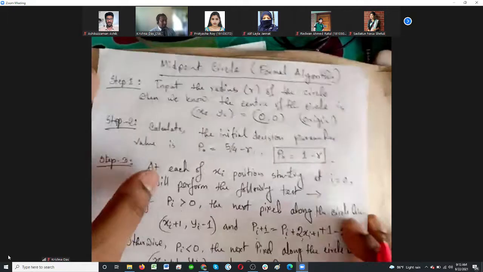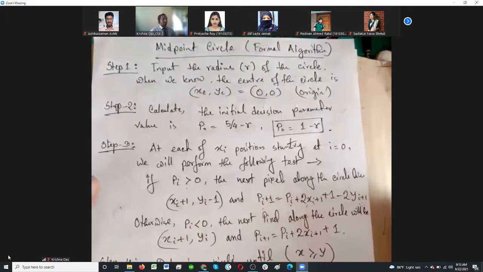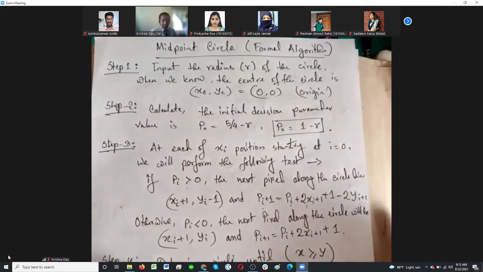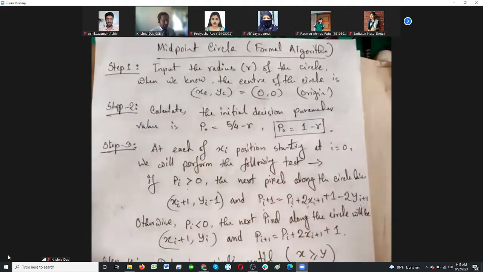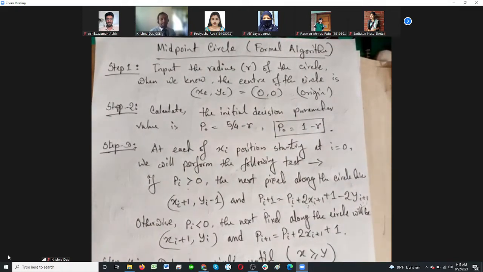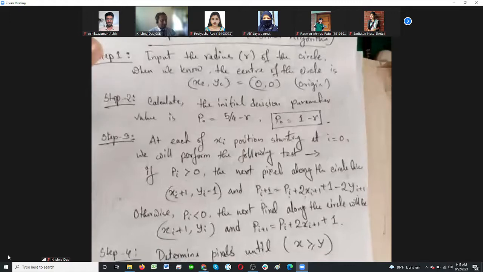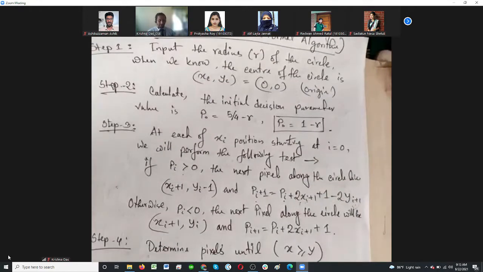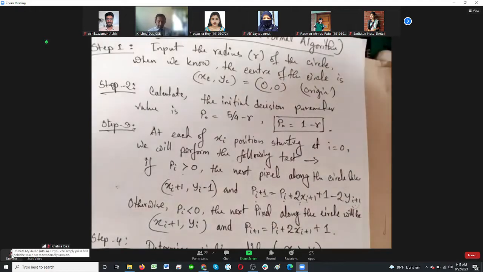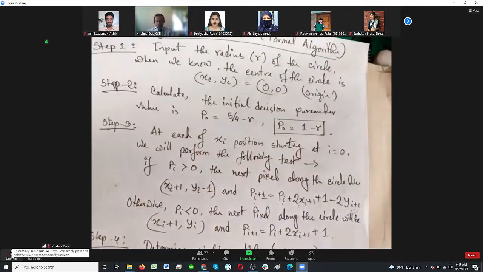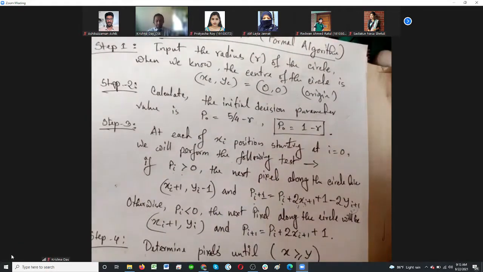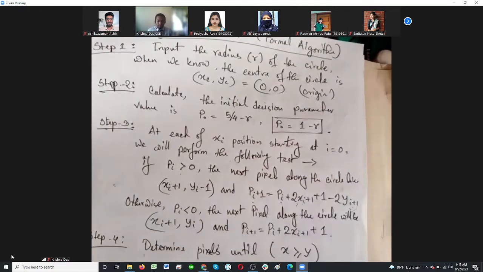So this is the algorithm, more or less the same format or method as you can remember with Bresenham's. Do you have any questions? Otherwise we will go for an example, and we'll quickly plot that as well.